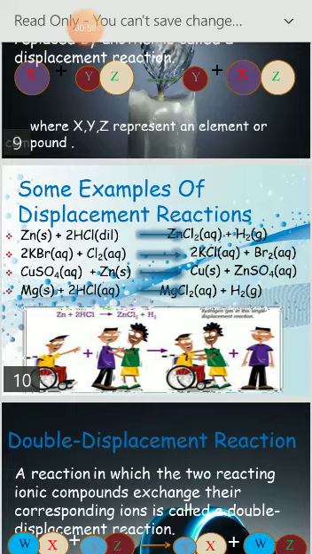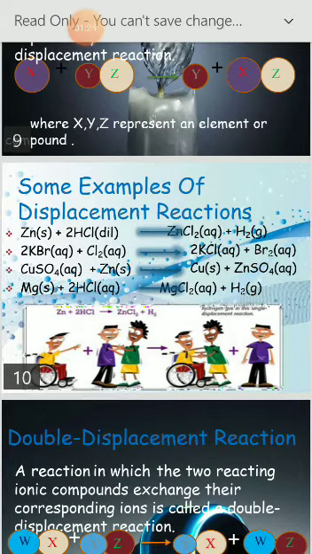In class 7, we learned about the reaction between copper sulfate and iron. So iron is more reactive than copper, so iron displaces copper from its solution. In the same manner, zinc is more reactive than copper, so zinc will displace copper from copper sulfate solution. So there are different displacement reactions.